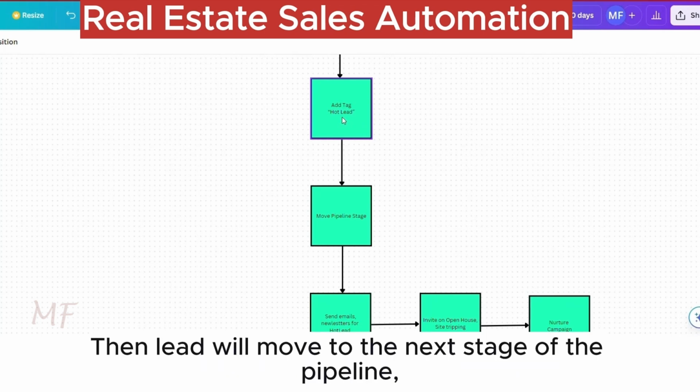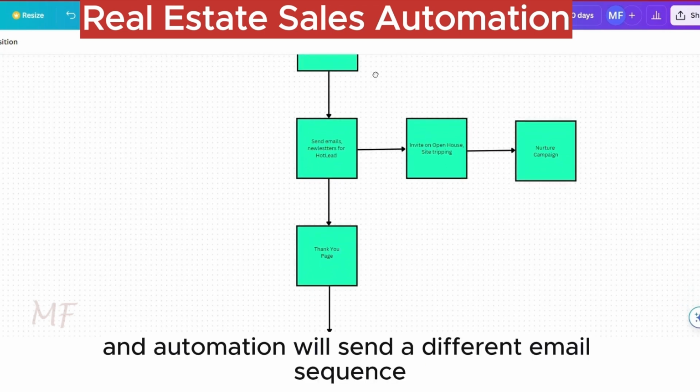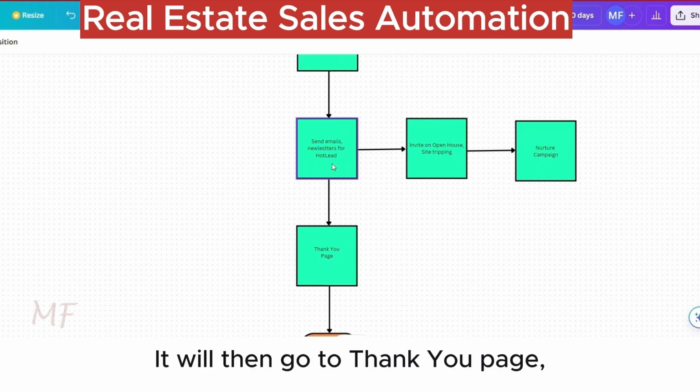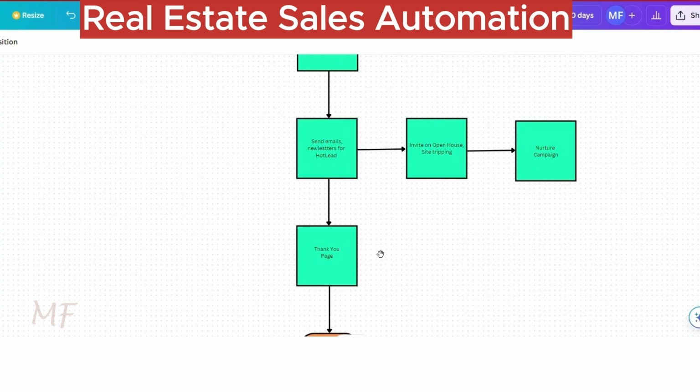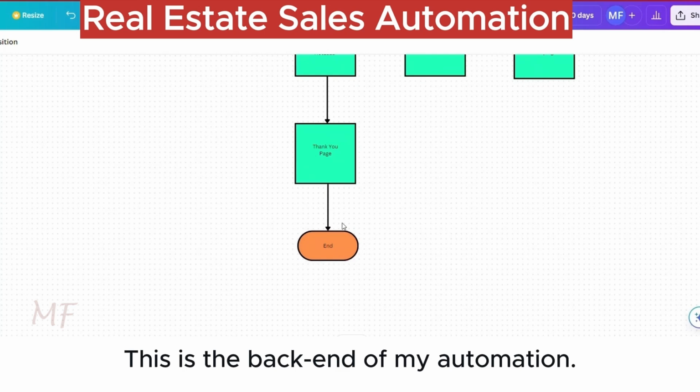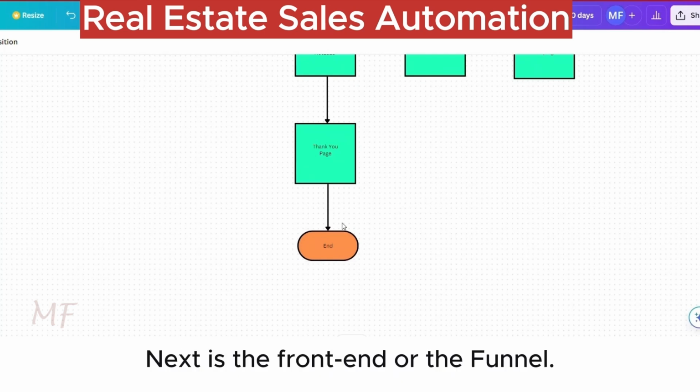Then the lead will move to the next stage of the pipeline, and automation will send a different email sequence that is fit for a hot lead. The lead will then go to the thank you page, ending the automation on this part. This is the back end of my automation. Next is the front end of the landing page.